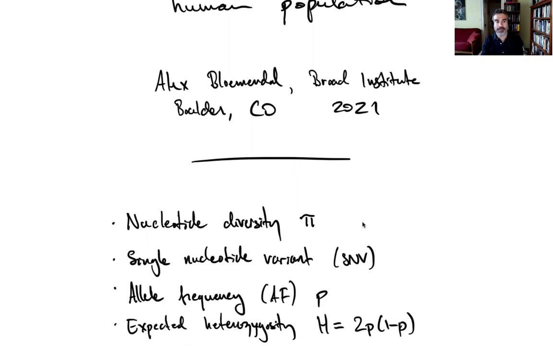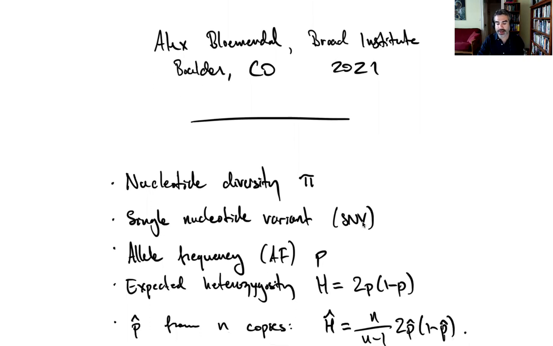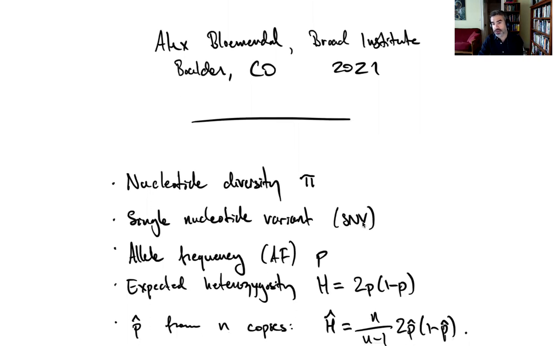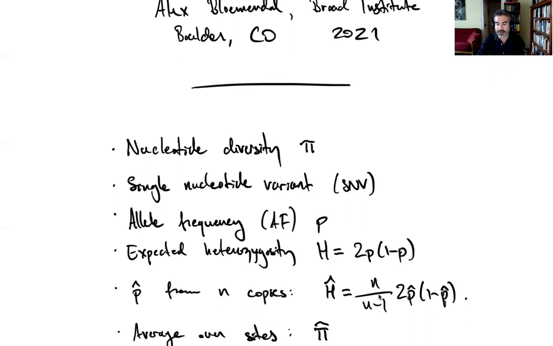Given an estimate p hat from a sample containing n copies, Nei showed that an unbiased estimator for expected heterozygosity is this quantity h hat, which is n/(n - 1) times 2 p hat (1 - p hat). This quantity is the probability that two distinct copies differ in the sample. Anyway, you can then just average this quantity over many sites to obtain an estimate pi hat.